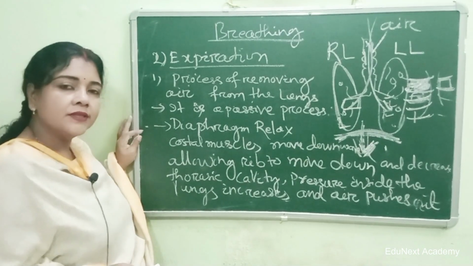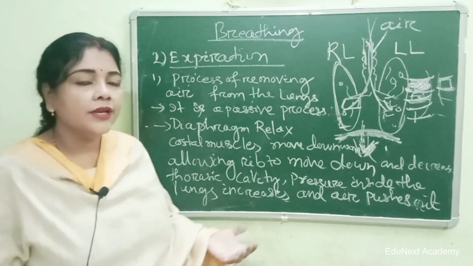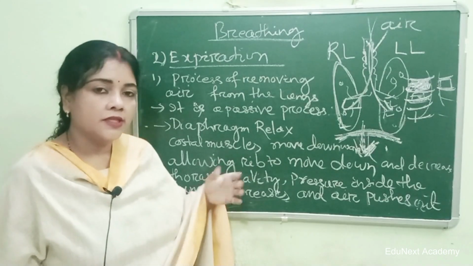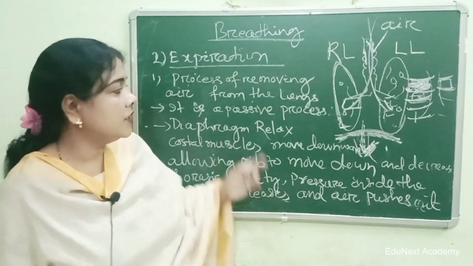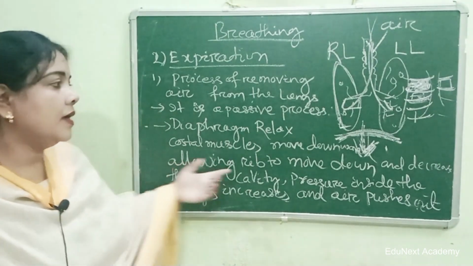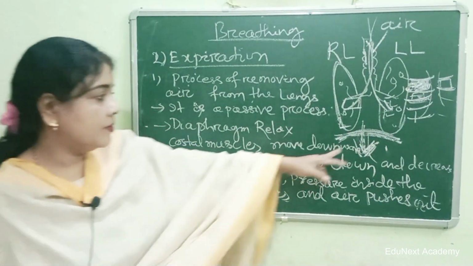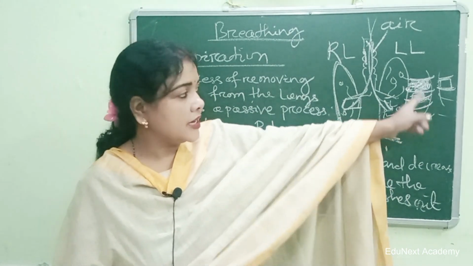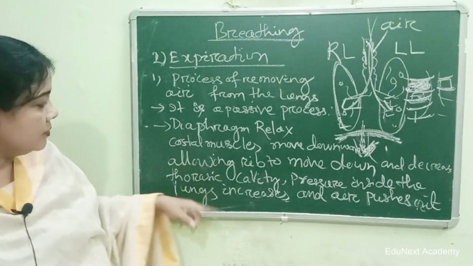Now, expiration, as I have already told, is a process of removing air from our lungs. It is a passive process. Inspiration was an active process. Expiration is just repose, so it is a passive process where our diaphragm relaxes. Whenever our diaphragm relaxes, the rib muscles and the ribs come down, move down.